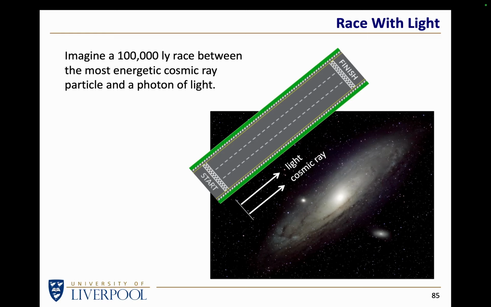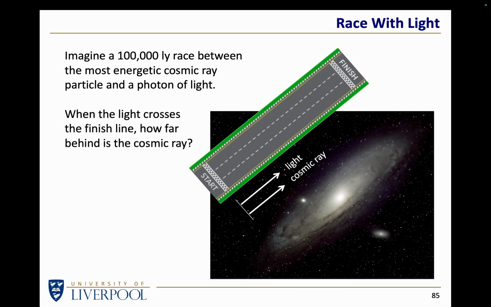When the light crosses the finishing line, how far behind it is the cosmic ray, which has been lagging because it's not quite traveling at the same speed? After a race of 100,000 light years across the galaxy, the cosmic ray will be behind the light beam crossing the line by approximately 5 millimeters. That gives you an idea of just how fast it's going. It only lost ground by 5 millimeters over 100,000 light years across the galaxy.